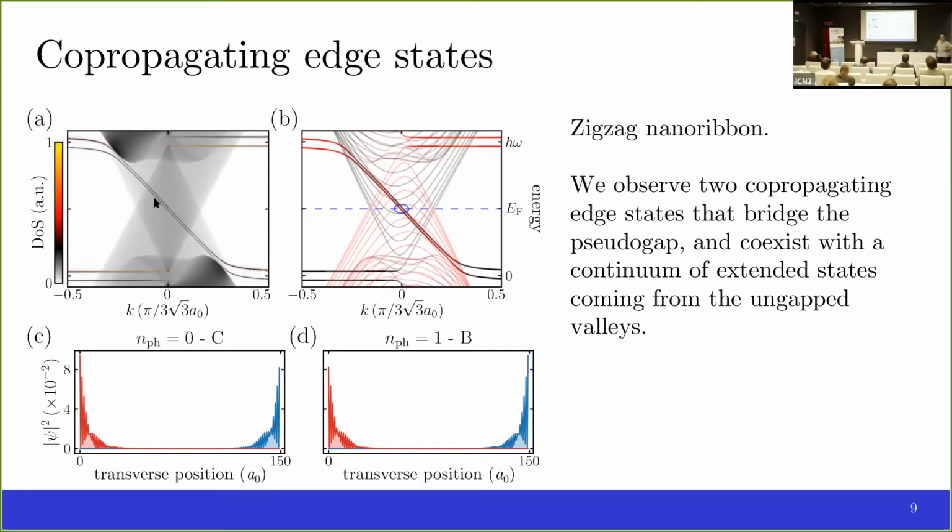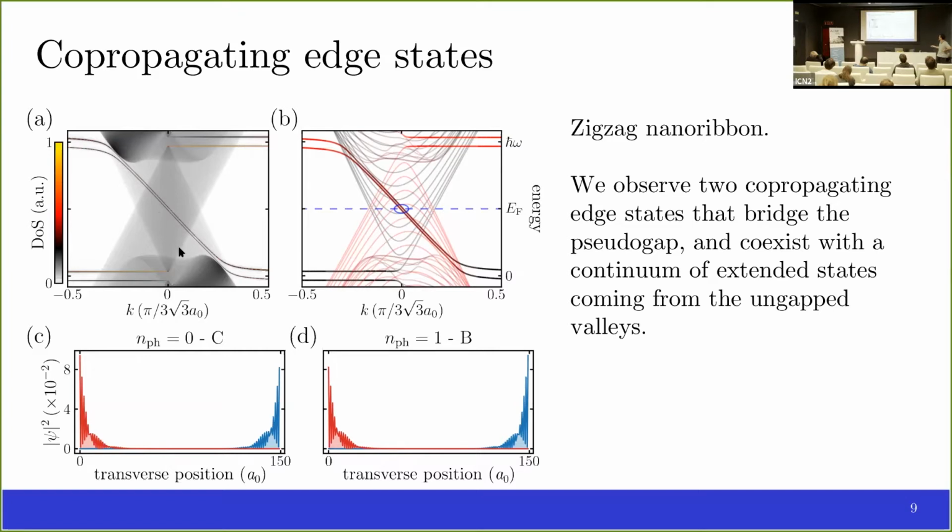And this is radically different from what is found in topological systems, where edge states are usually chiral or helical. So these two co-propagating edge states are due to a hybridization between the flat bands of the two different replicas. So replica 0 has its hexagonal lattice flat bands, and here they hybridize with the flat bands of replica 1.